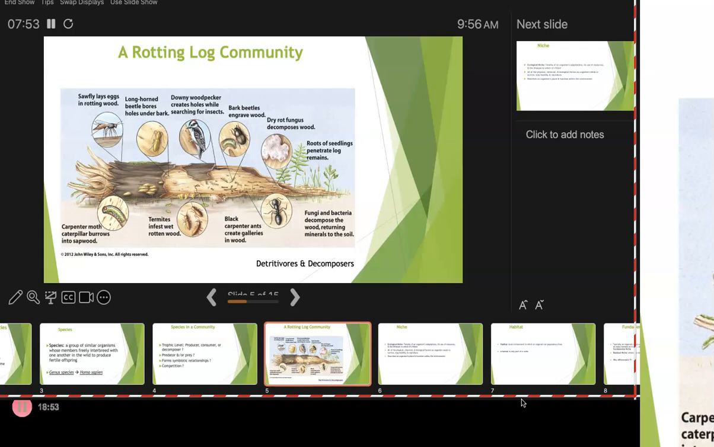Oftentimes in the nooks where one branch meets the main trunk, if it's a big enough spot, you'll see that over time leaf litter and so on and so forth accumulates in there, some critter poo and whatnot, and you'll see vegetation growing in there too. Very neat stuff. This is, as it says at the very bottom there, detritivores and decomposers. Just a community of those.